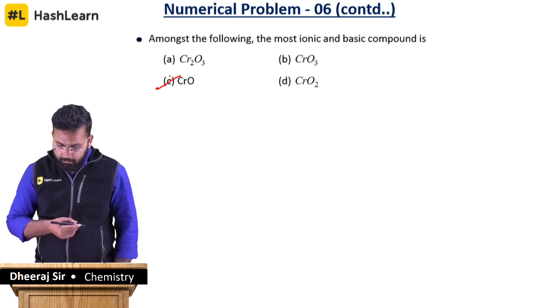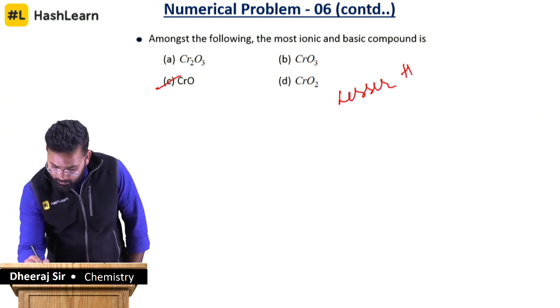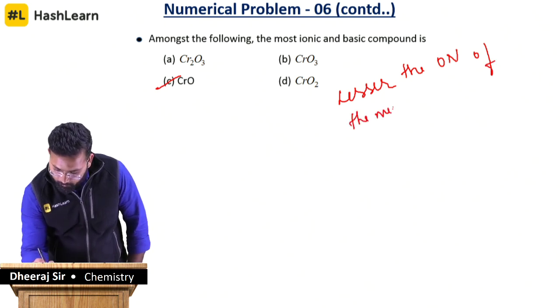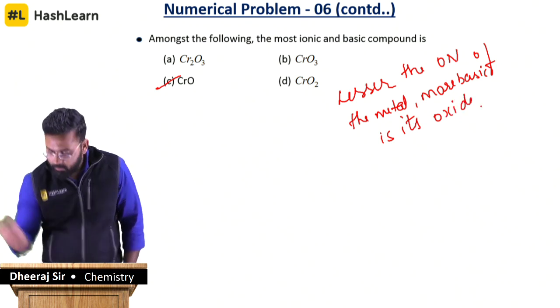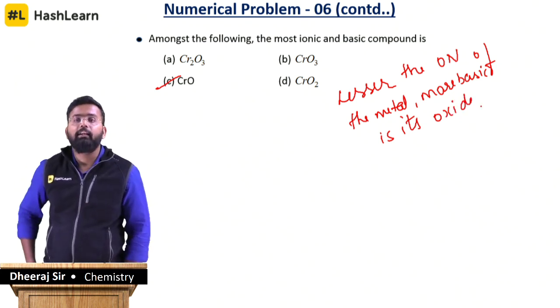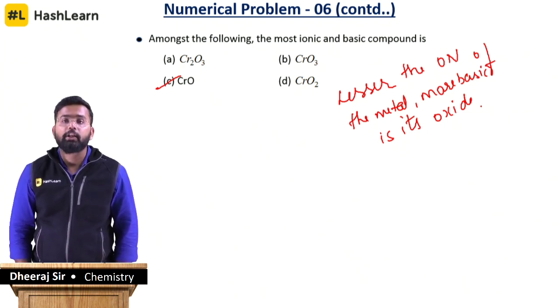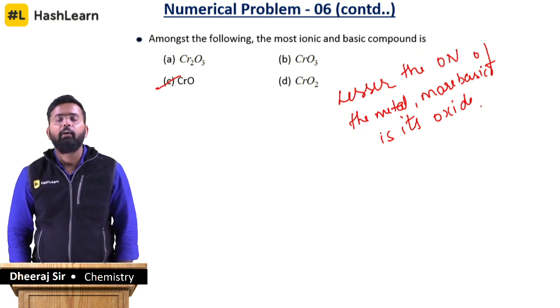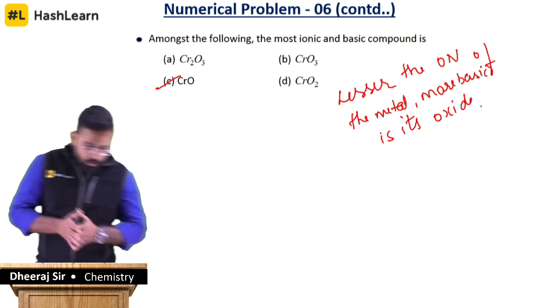The logic is fairly simple. The lesser the oxidation state or oxidation number of the metal, the more basic is its oxide. So the higher the oxidation state, there's a good chance that the covalent character will be higher, and the higher the covalent character, the smaller the compound, and the less the basicity. So it is related to oxidation number.